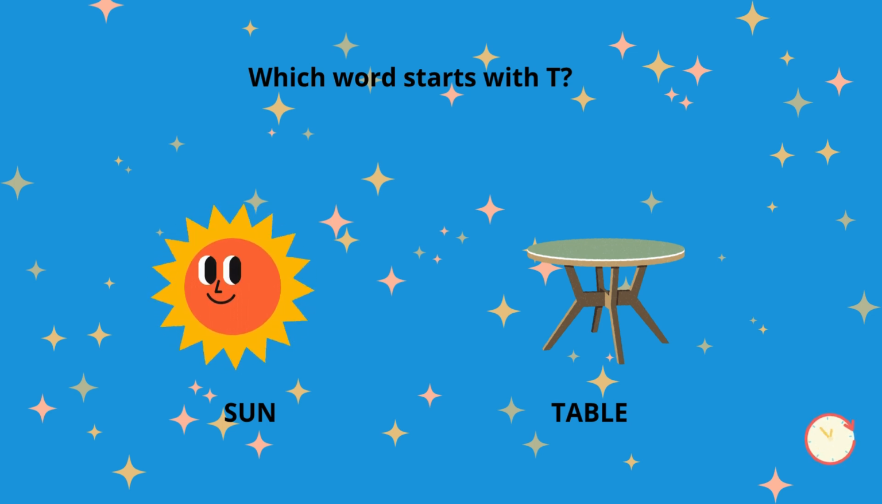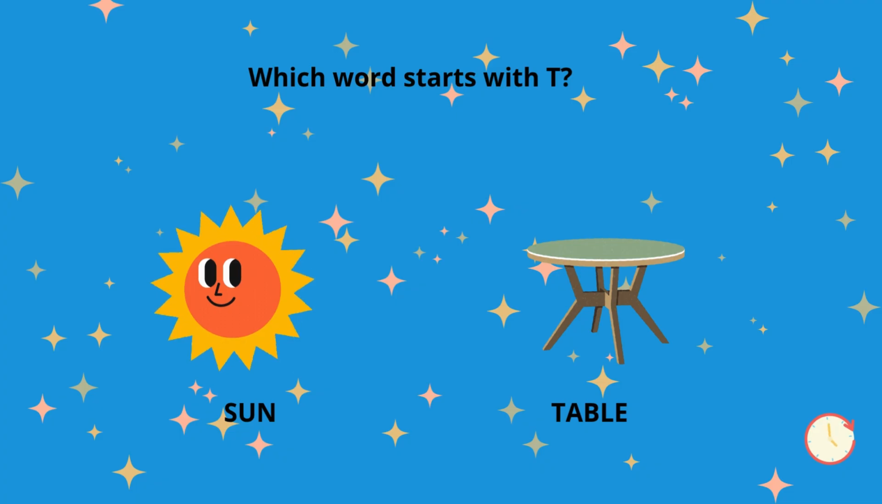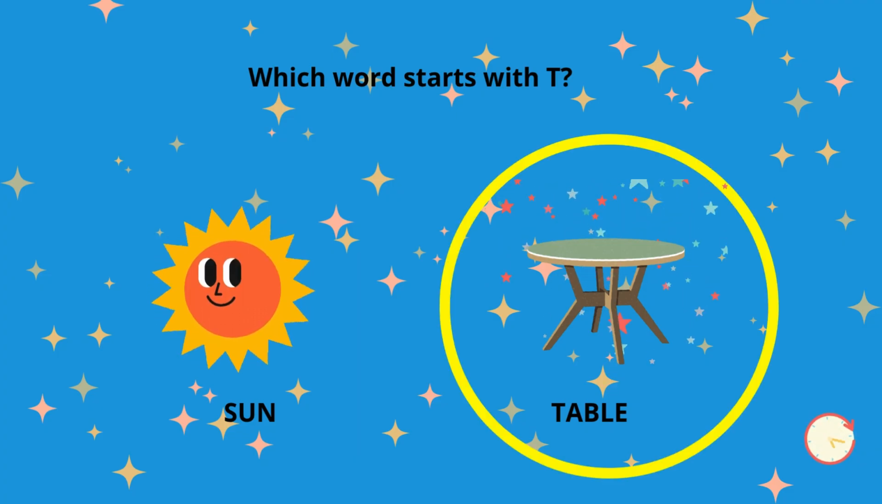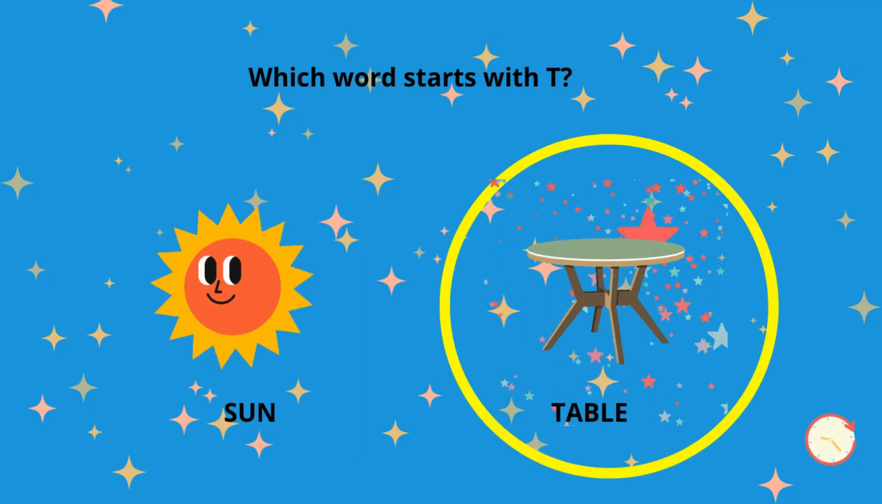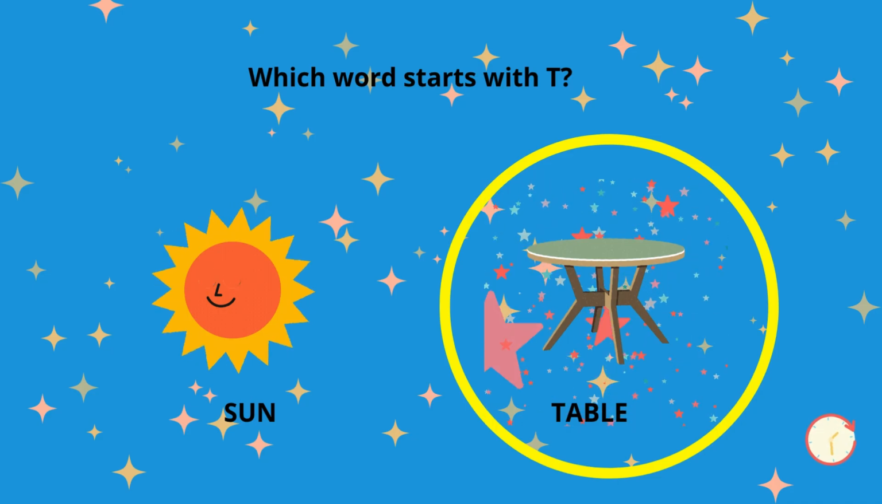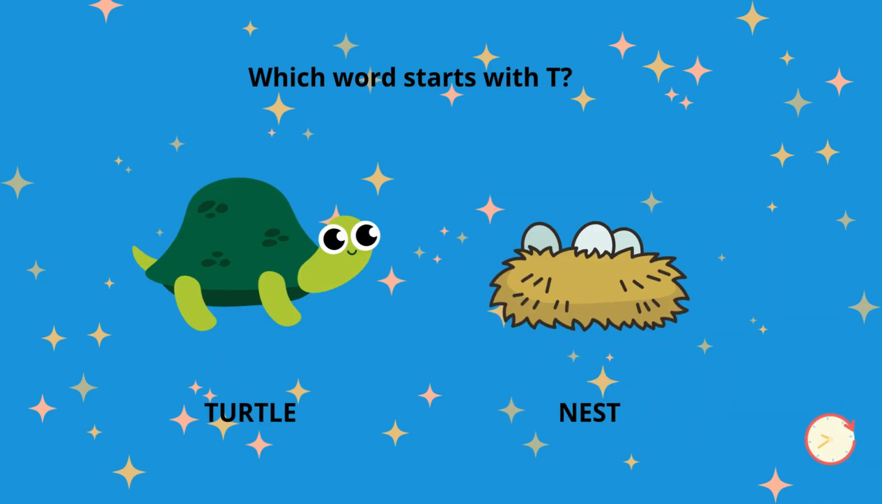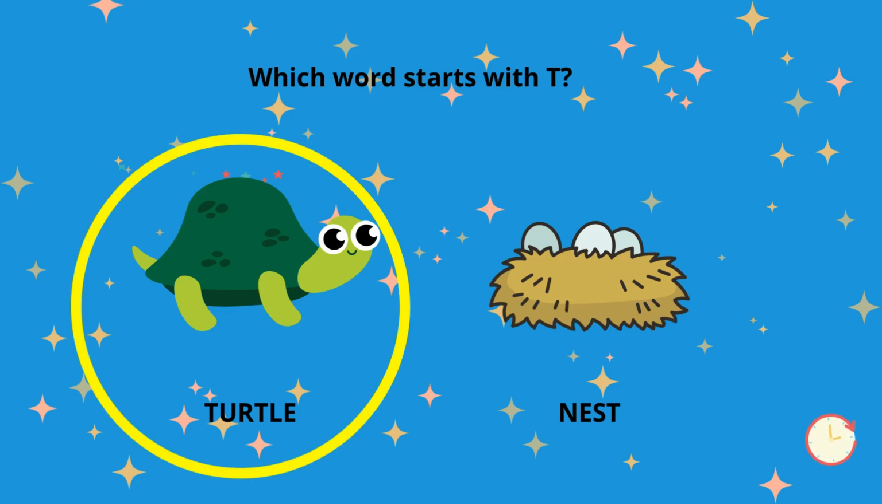Which word starts with T? Sun or table? That's right. Table starts with T. Which word starts with T? Turtle or nest? You got it. Turtle starts with T.